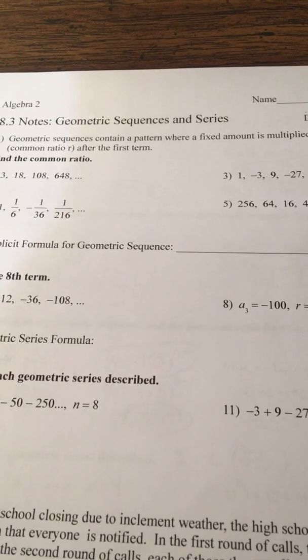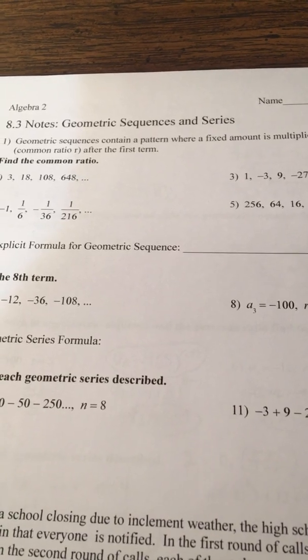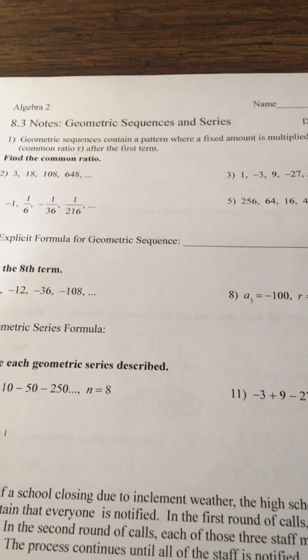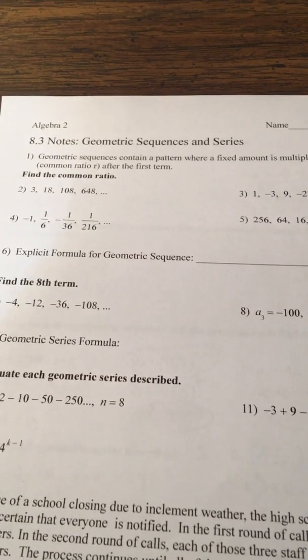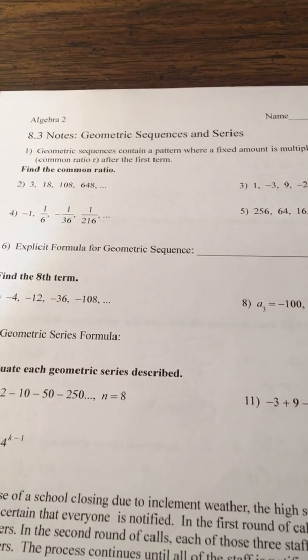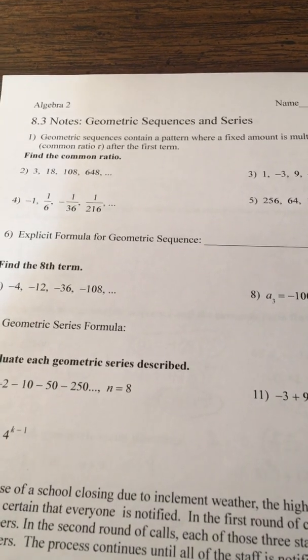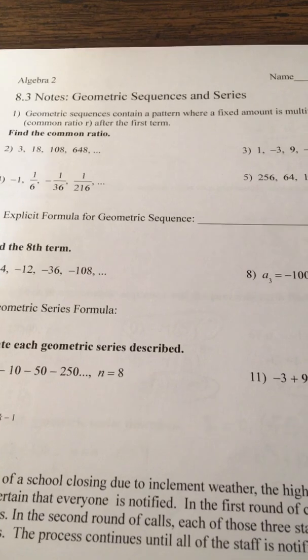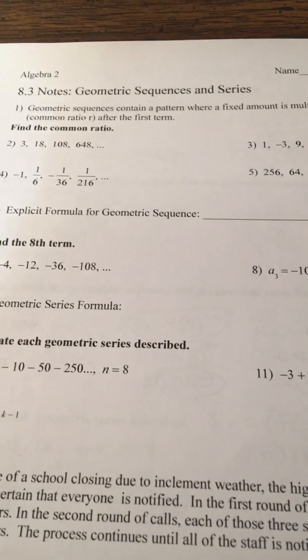Today, we're going to be learning about geometric sequences and series. The past two lessons we've been working with arithmetic sequences and series, where we were adding or subtracting the same number each time, the common difference. Geometric is where we're multiplying or dividing by the same amount each time. We'll call that the common ratio.